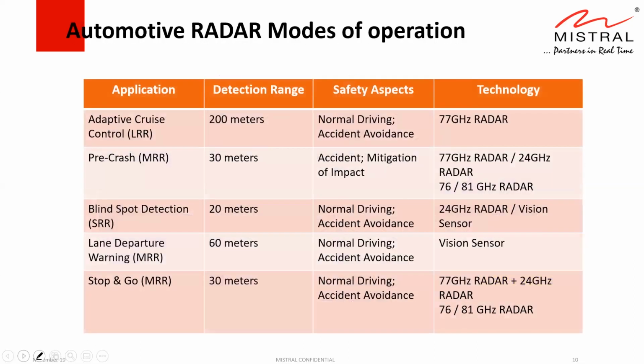If you see the modes of operation, there are different modes in which we can configure the radars. Up to 200 meters is called long range radar. The medium range radars are about 30 to 40 meters or 60 meters. And the short range is about 20 meters. It can also be configured as ultra short range, about 2 to 3 meters, wherein you can measure presence detection of passengers, or you can measure the heartbeat and the lung rate. Those kinds of applications can be used.